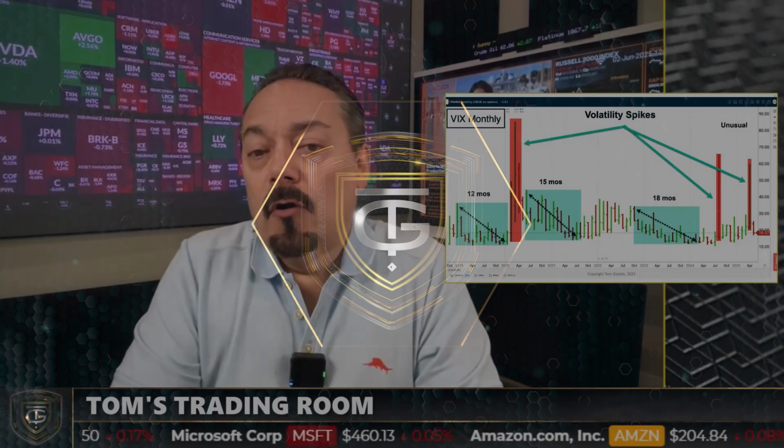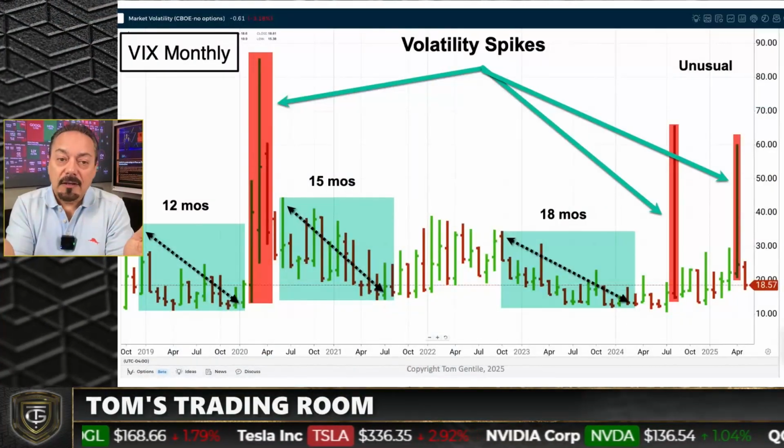So before Memorial Day, I was talking about expensive options, but I want to share with you the VIX, and I want to talk about what's cheap out there as we head into the month of June. So this is a monthly chart of the VIX. VIX is the Volatility Index.